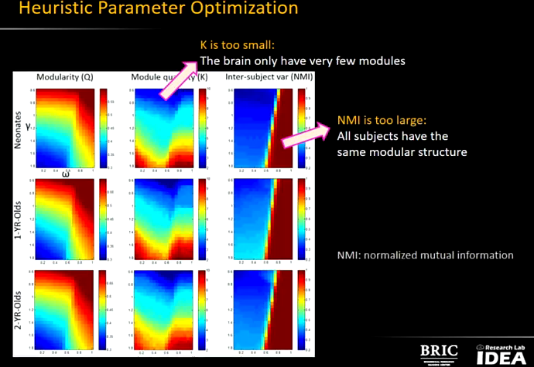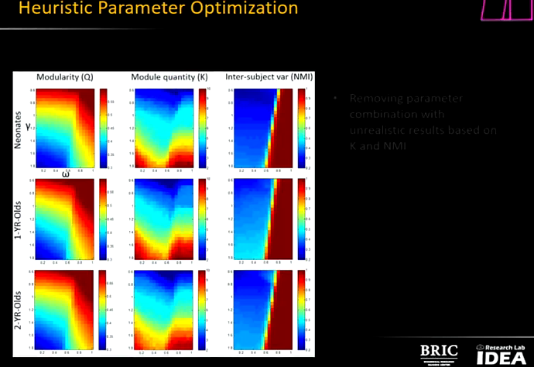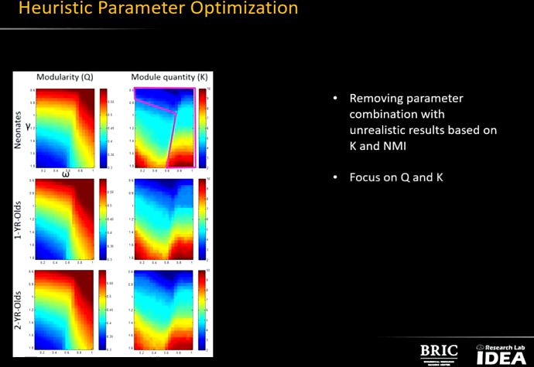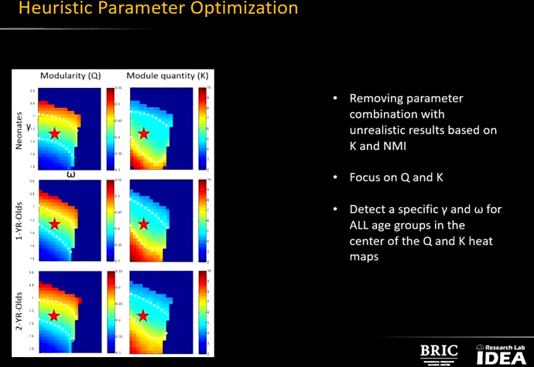We exclude the results with too small a number of modules, which is not very realistic. So based on this heat map spanning two different parameter values, we can have this part of the region retained. Then we check the modularity Q and the module quantity K, and we use a method to determine the center of the region, represented by the star here. The star is very consistent across different age groups, which is actually omega equals 1.3, gamma equals 1.3, and omega equals 0.3. That's how we use the heuristic method to determine the parameters.